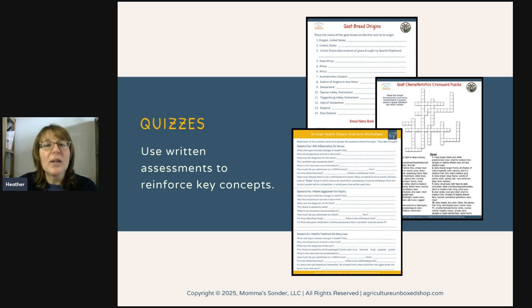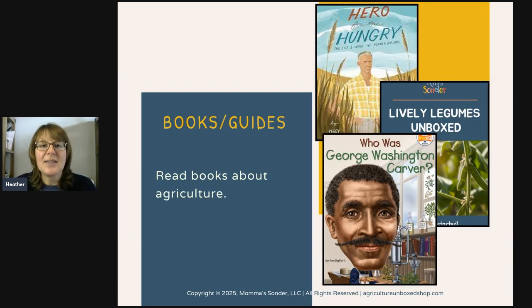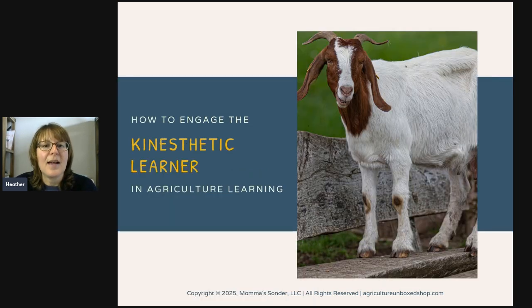So that's why it's important to incorporate many different learning styles and many different methods into our teaching so that we can engage everybody. So again, of course, the reading, writing learner will like books. So reading books about agriculture, booklets, pamphlets, those type of things as well. All right, so back to the kinesthetic learner.